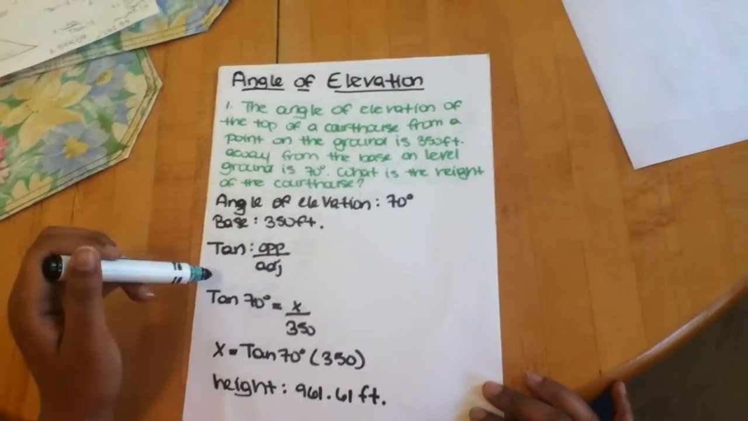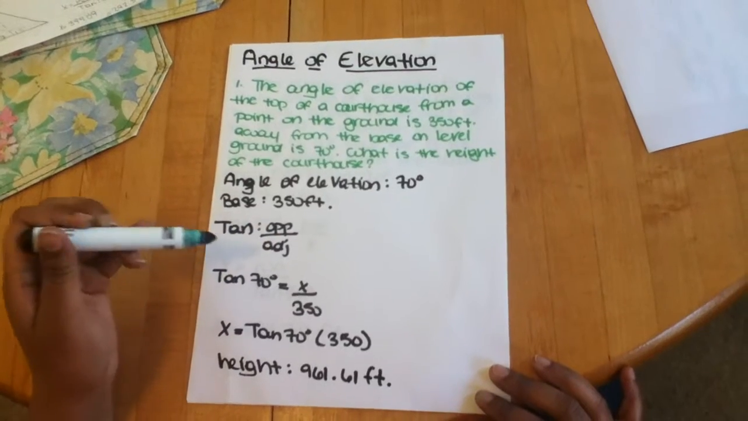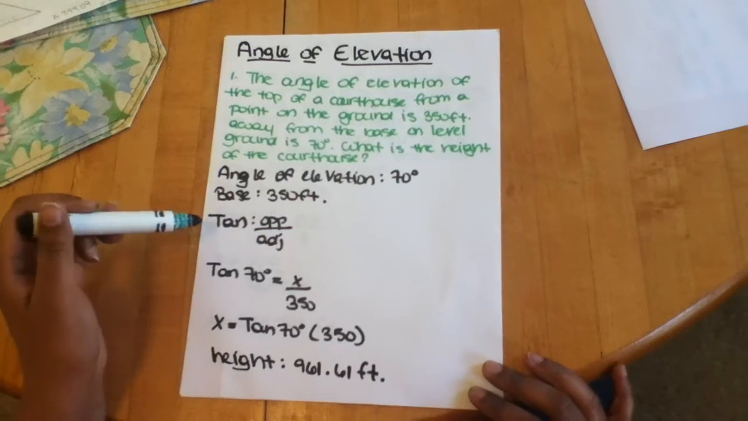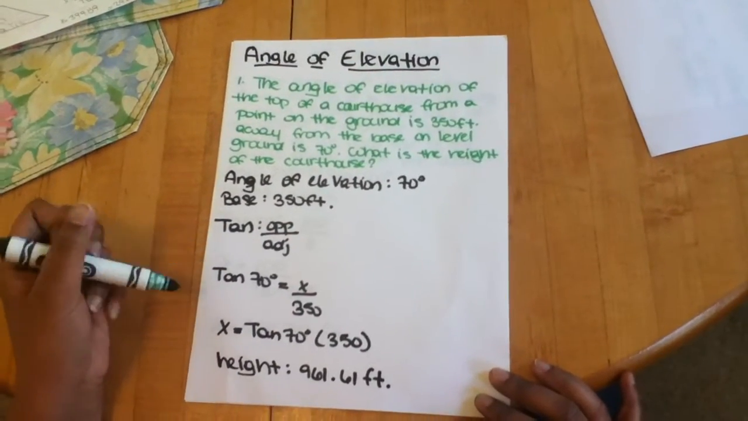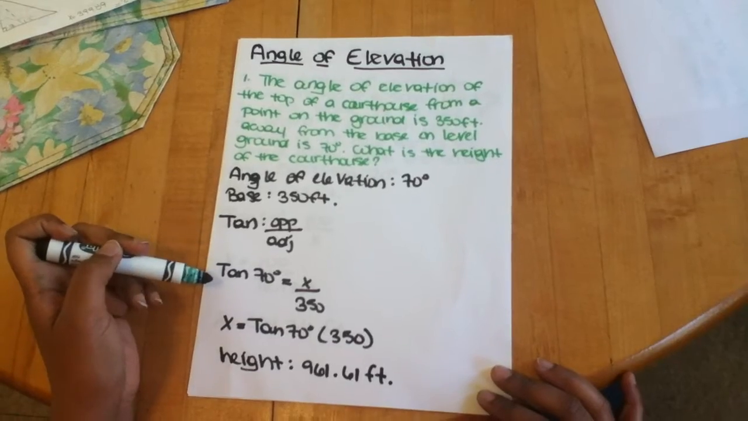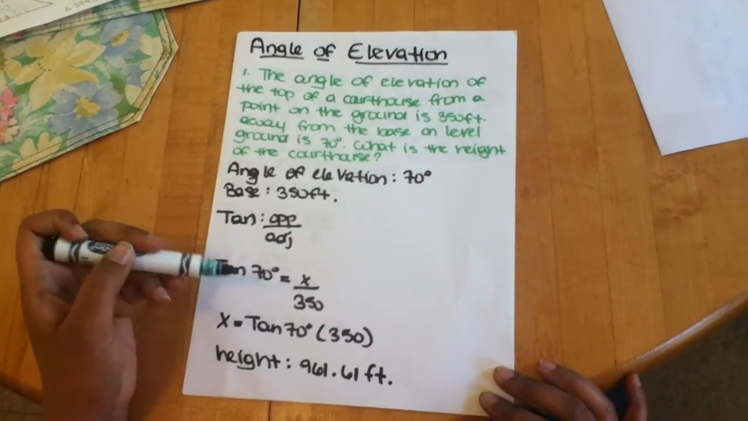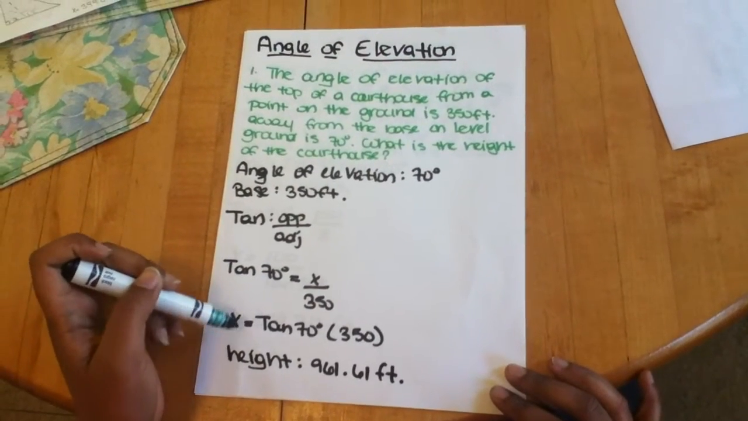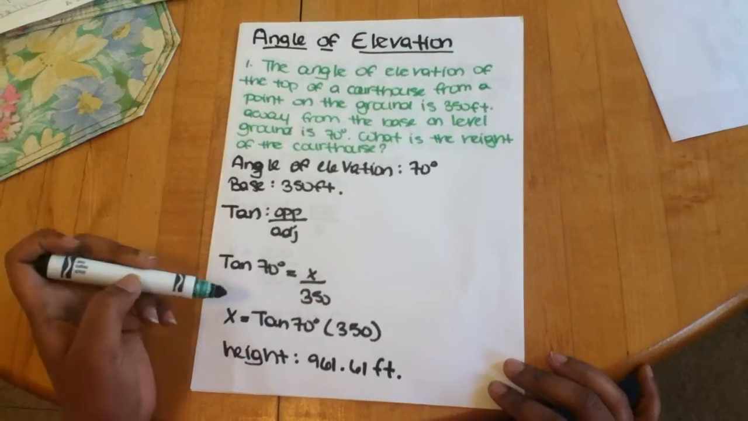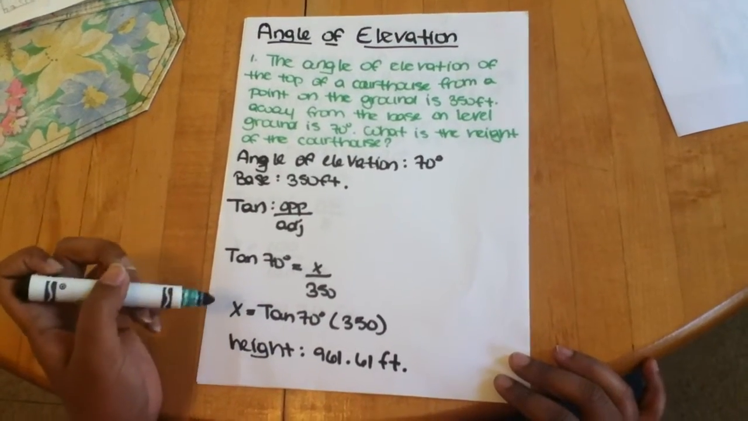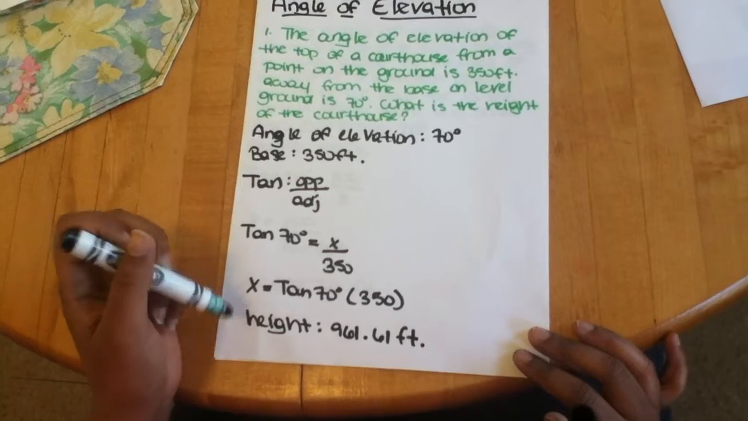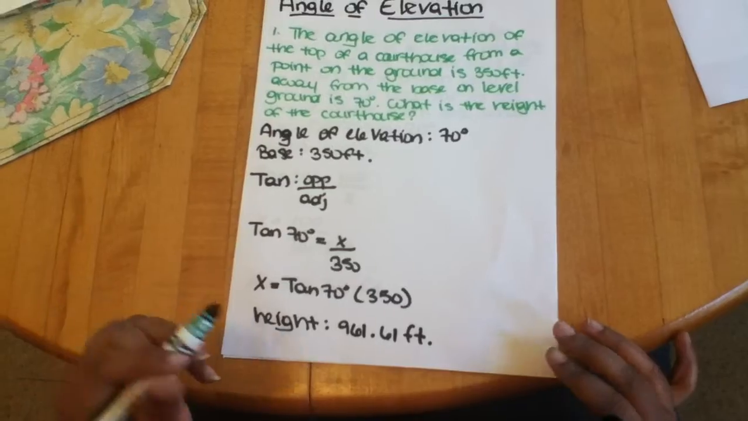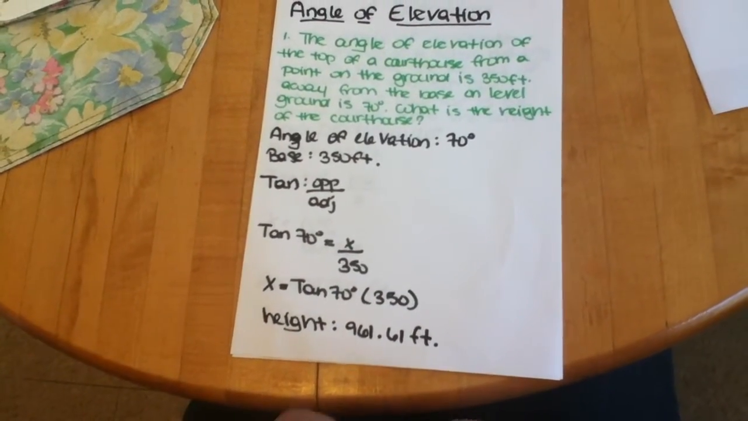We're going to be using tangent because it is opposite over adjacent. And with the given information that we have, this is the only trigonometric function that we can use. So how we're going to set up our equation is tan of 70 degrees equals x over 350. We're going to cross multiply, and it will be x equals tan of 70 degrees multiplied by 350. By using a graphing calculator, this will equal 961.61 feet, and that will be the height of the courthouse.